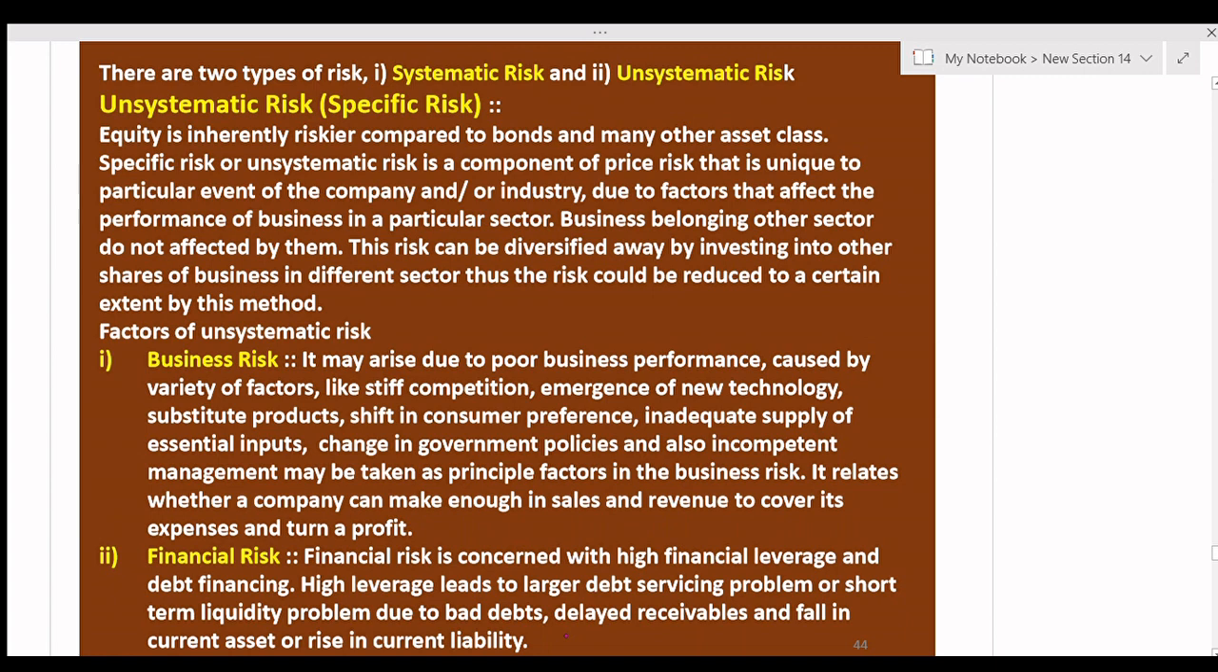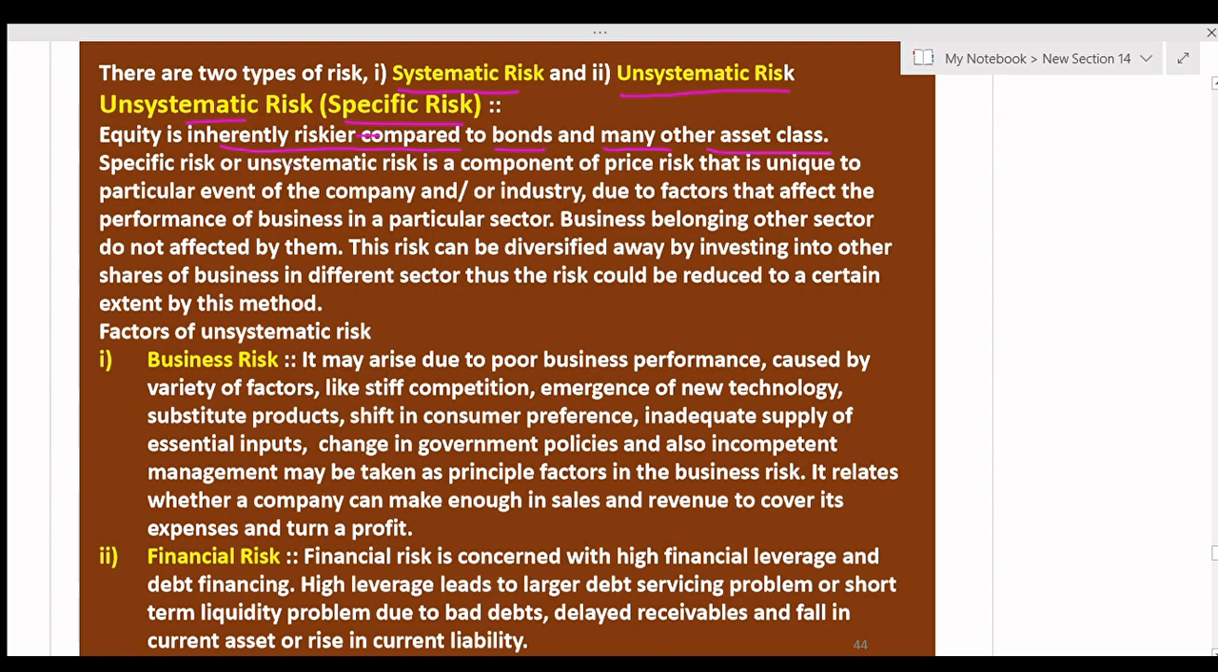There are two types of risks. One is systematic risk and the other is unsystematic risk. Now start with unsystematic risk, that is specific risk. Equity is inherently riskier compared to bonds and many other asset classes.